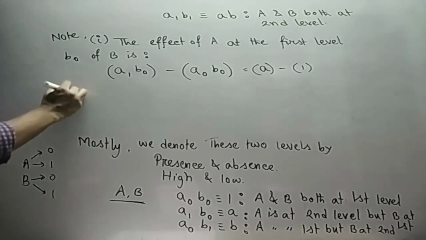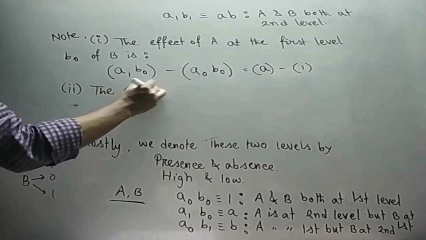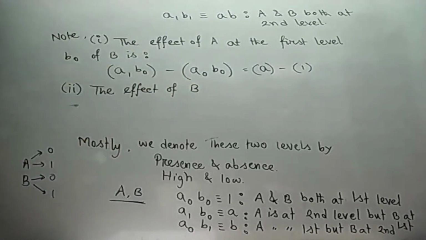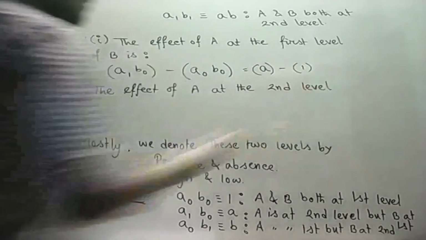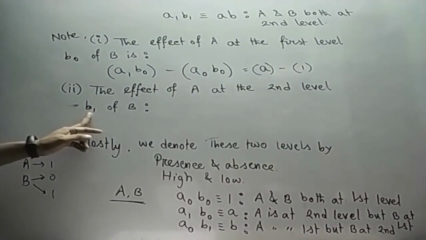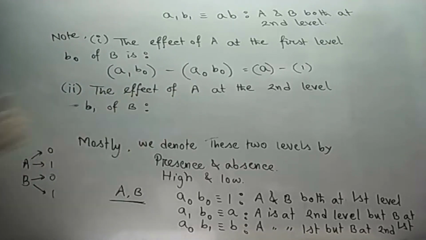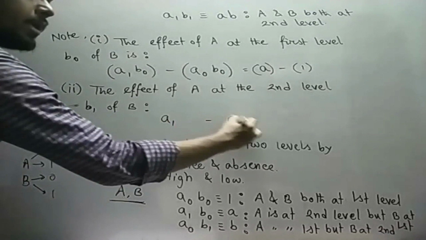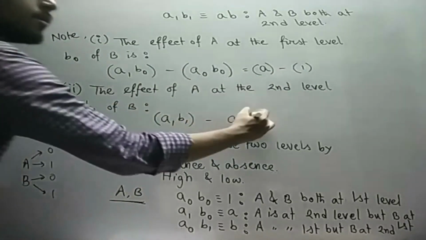Similarly, number 2, the effect of A but at the second level, B1 of B. That means B is at the second level and we just have to calculate the effect of A. Simple: effect of A means presence of A minus absence of A, but at the second level of B. So B is at second level.